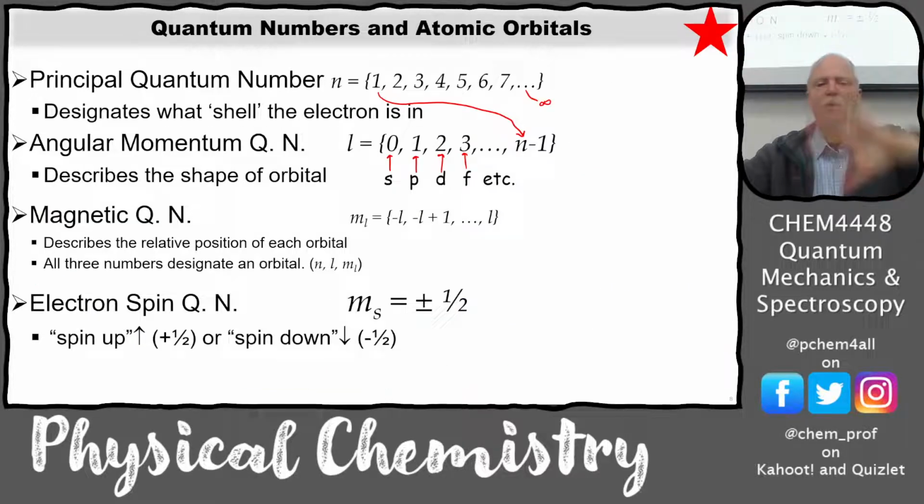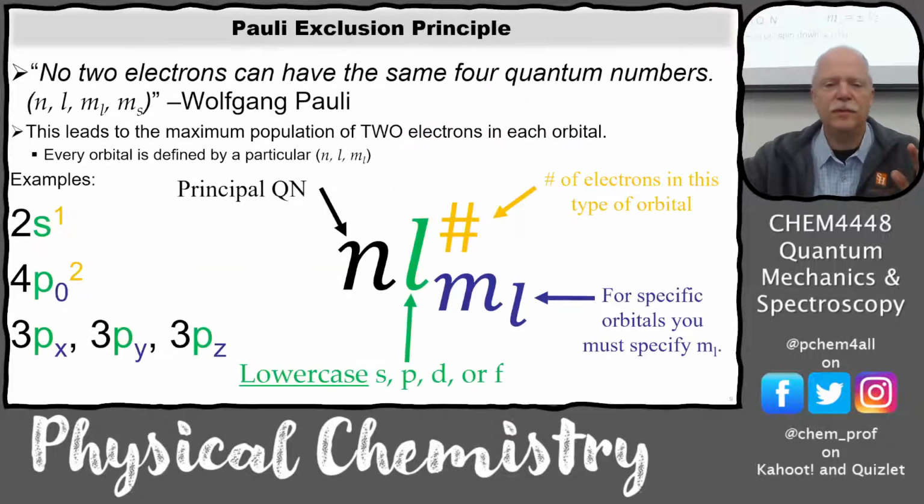So those are all of our quantum numbers, and this is how we systematically write them, right? We have the principal quantum number n, we have the lowercase s, p, d, or f as the angular momentum. We could put the specific orbital, the m sub l, down here as a subscript, and then we could put the number of electrons in this type of orbital up here. And there, the Pauli exclusion principle is a governing factor: no 2 electrons can have the same 4 quantum numbers in a particular system.